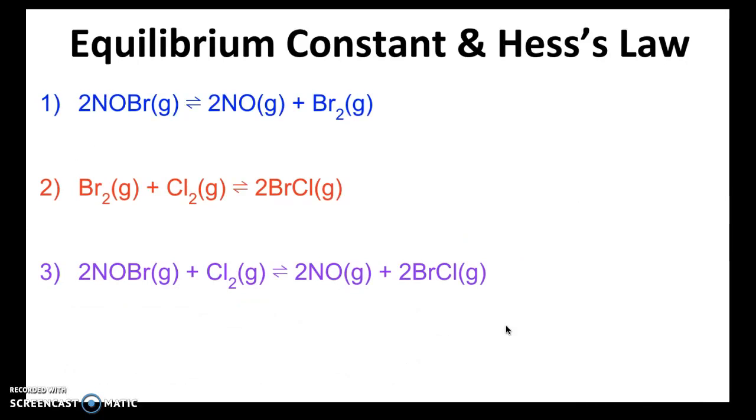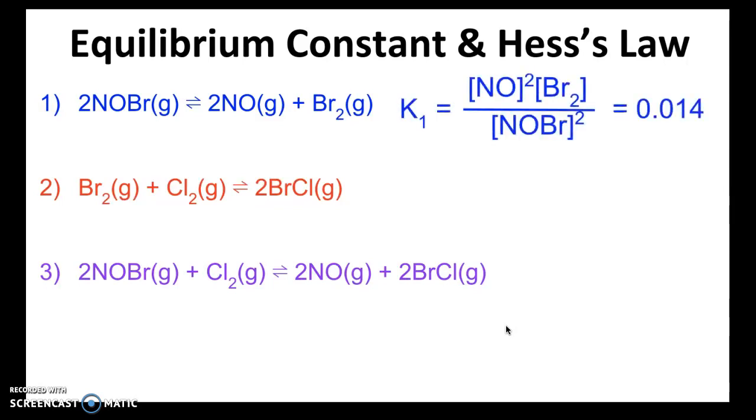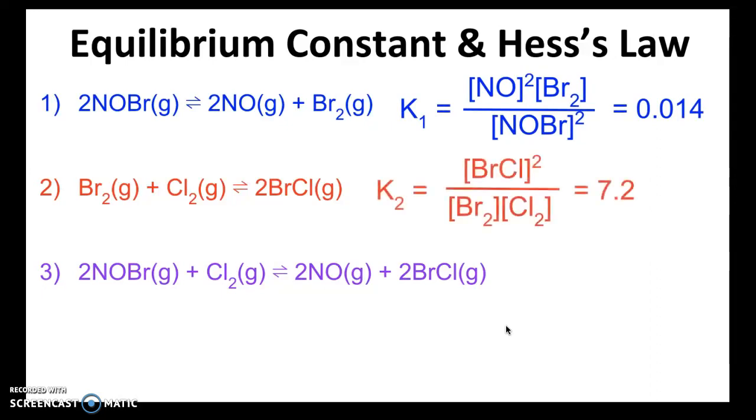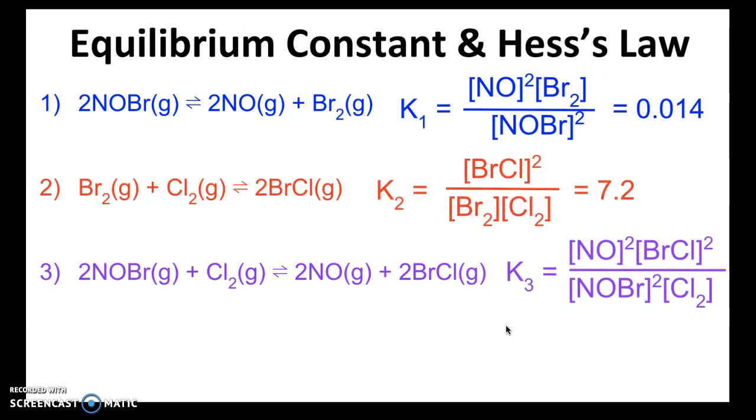All right, so first off, let's say we have these two reactions, 1 and 2, and we have their K expressions and a value for K. K1 is 0.014. For K2, the value is 7.2. And we want to figure out the value of K for reaction 3. Now, we can't determine it experimentally for whatever reason, but we know K1 and we know K2.